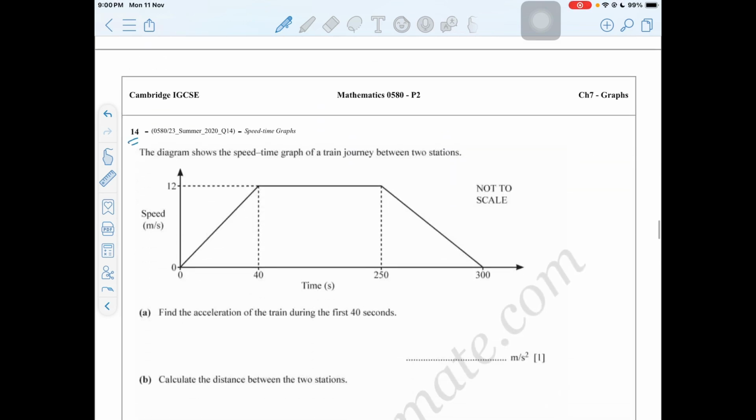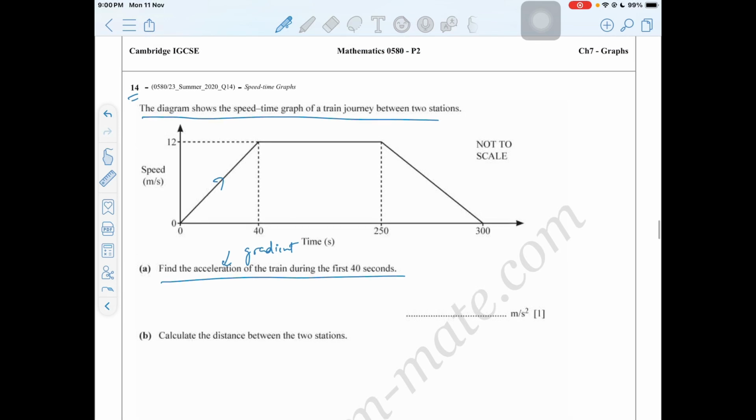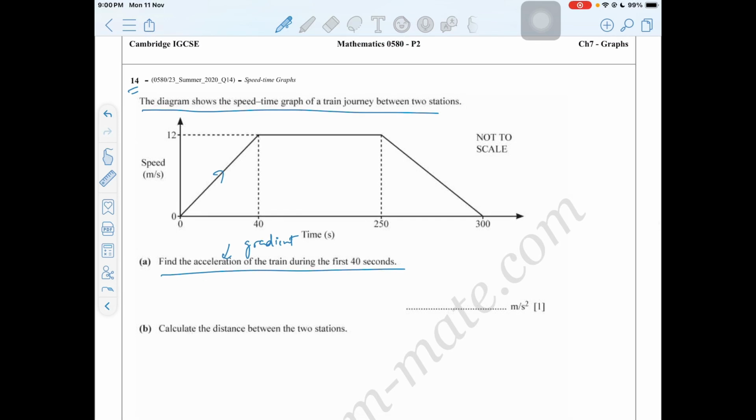Moving on to question number 14. The diagram shows the speed time graph of a train journey between two stations. Find the acceleration of the train during the first 40 seconds. It needs a gradient. Acceleration means gradient, right? So for that, we have 12 over 40 because it attained a speed of 12 and it traveled for 40 seconds, right? So we can cancel this out. This would be 6 and 20, and this would be 3 over 10, right? So this would be 0.3.